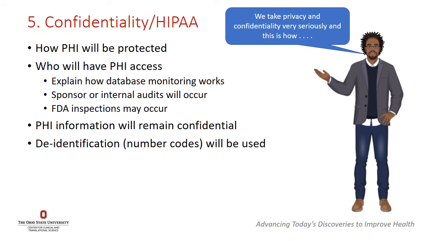The fifth element of a consent involves a confidentiality and HIPAA statement. As researchers abiding by GCP regulations, we take privacy and the protection of personal health information very, very seriously. We want to make sure that we explain to the patient exactly how their personal health information will be protected and kept confidential throughout the study.